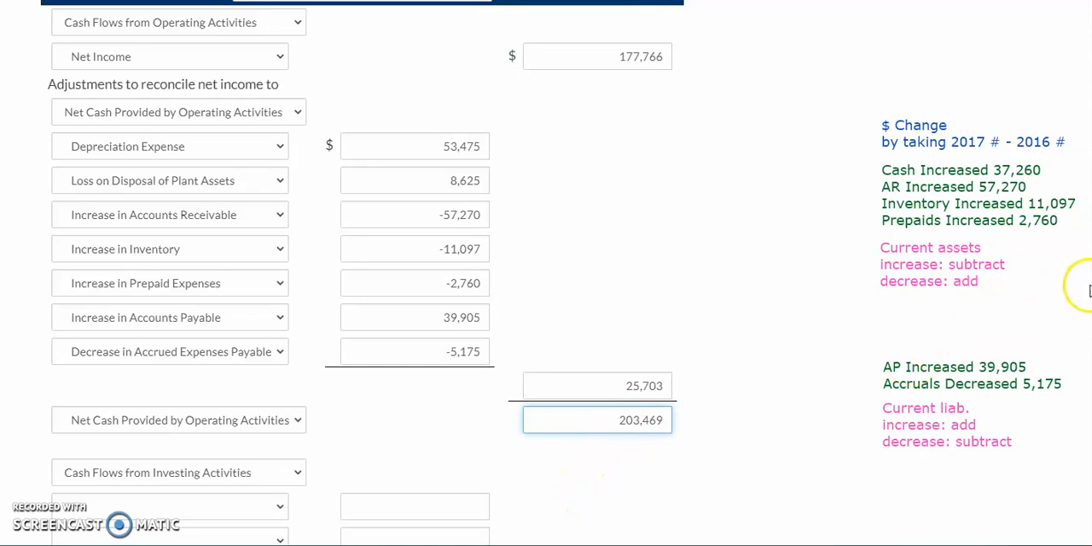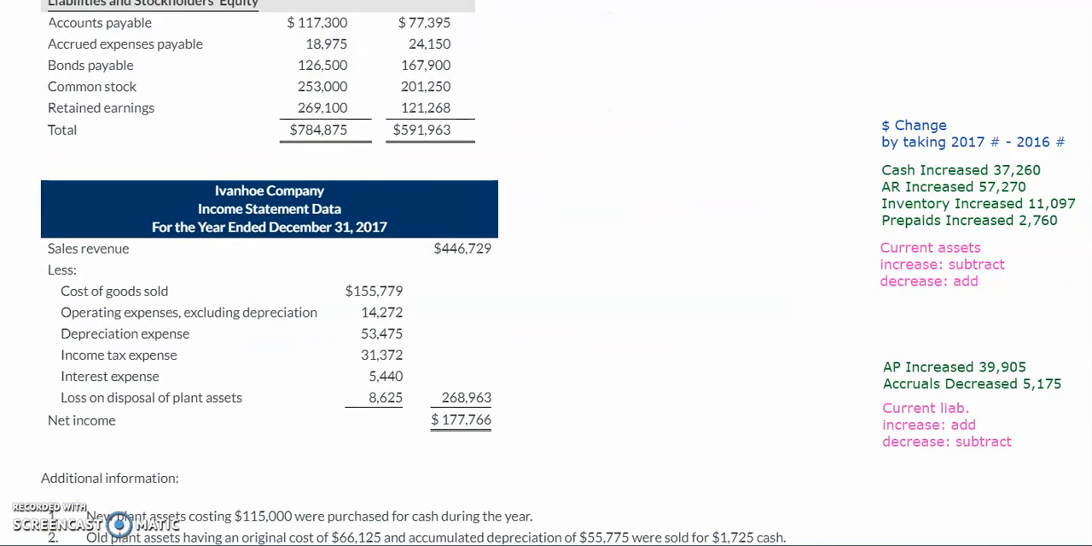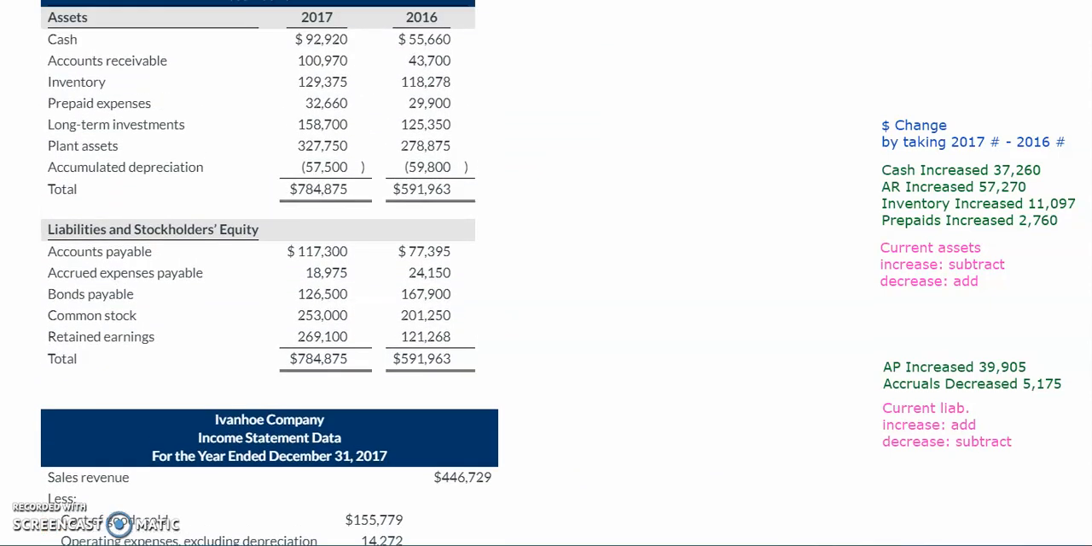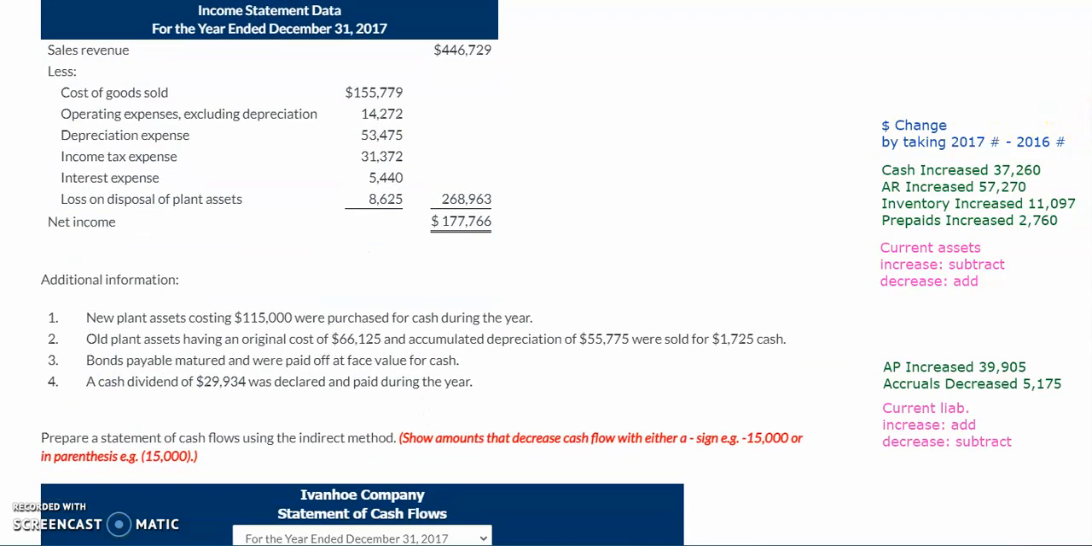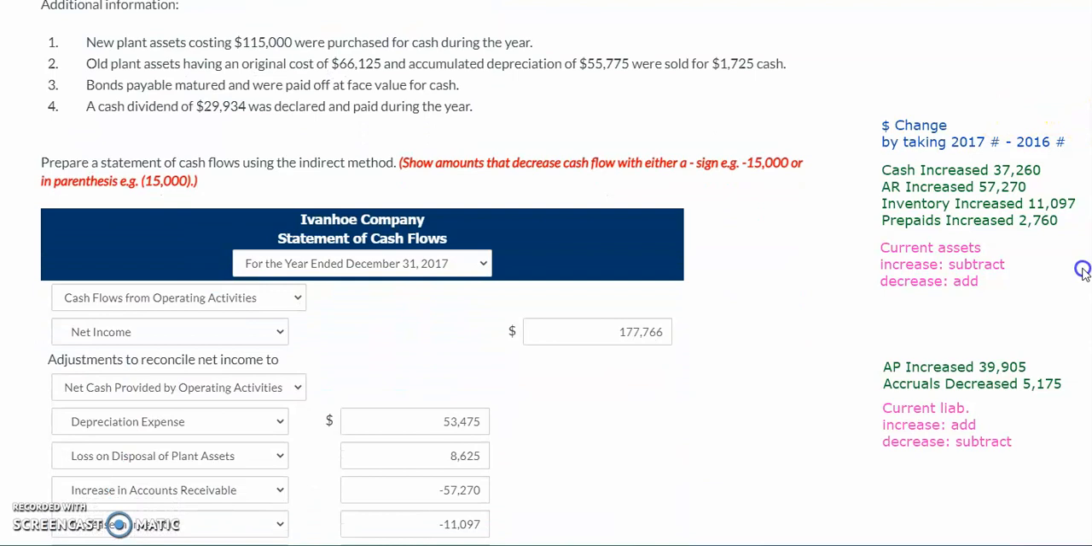Our next section is our investing activities, and for the investing activities, we look at our long-term assets. So we see that our long-term investments have increased. We notice that our plant assets have increased, and our accumulated depreciation went down a bit, right? So I'm going to wonder why it went down. So this is where we look at the additional information.